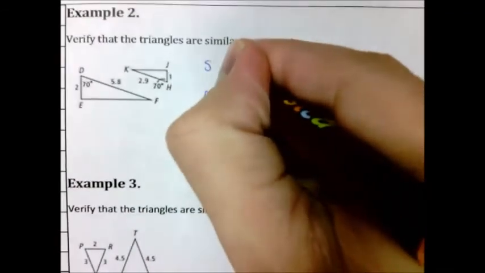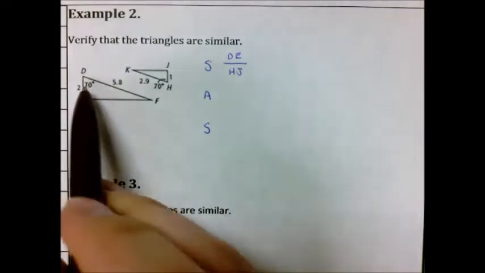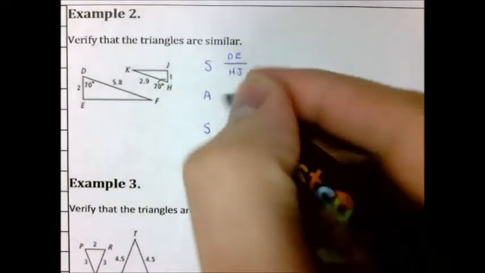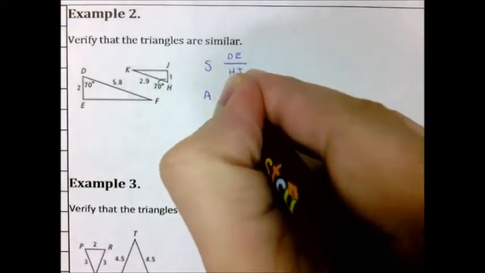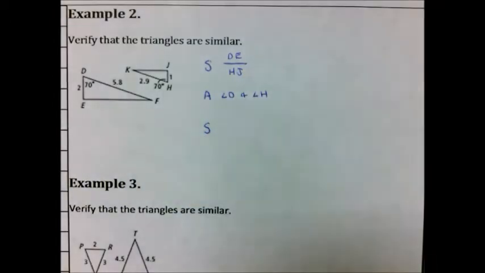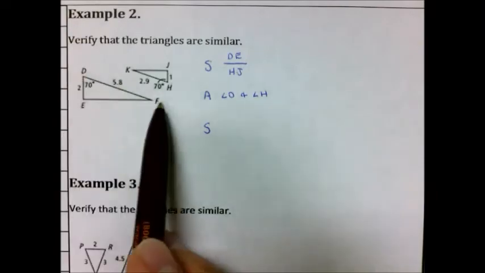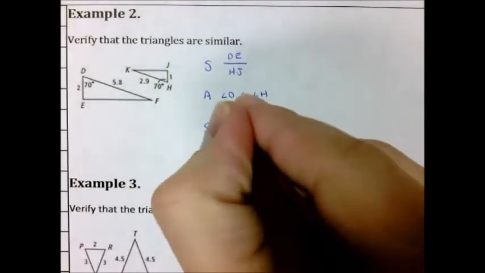and line HJ. Those are the corresponding sides. For the angle, that's angle D and angle H. And they should be equal to each other for them to be similar. And the last side is DF and HK.